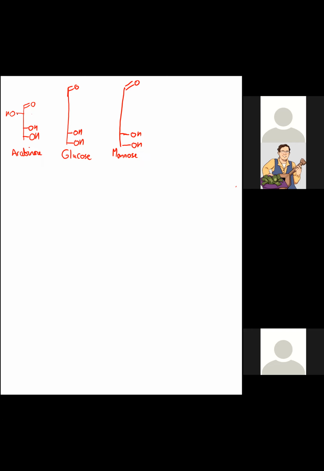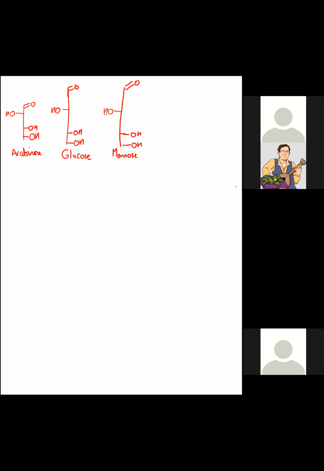So we know that in arabinose, the top one must be to the left. We don't know what's happening to the middle here. We don't know if it's left or right yet, but we know that if the top one was to the right, we would have an internal mirror image. And we know that the arabinose version and mannose, that OH is consistent in both.